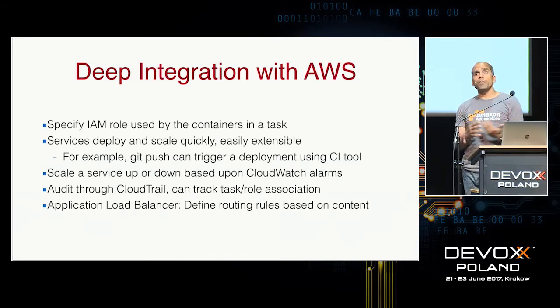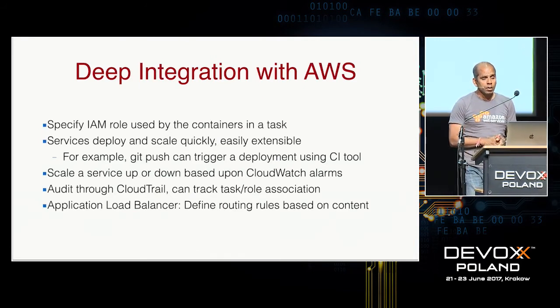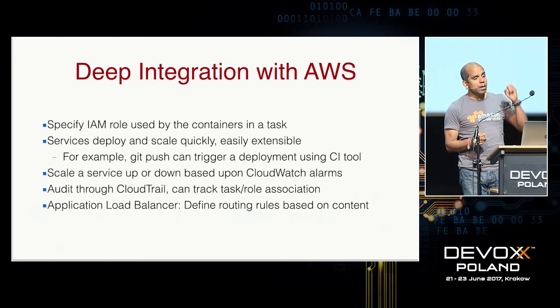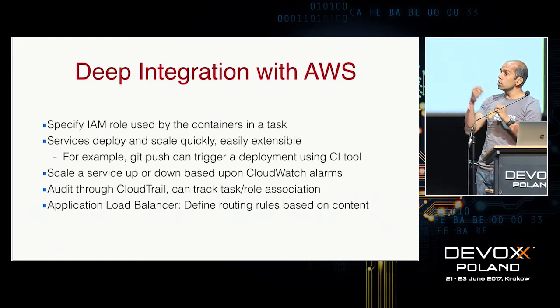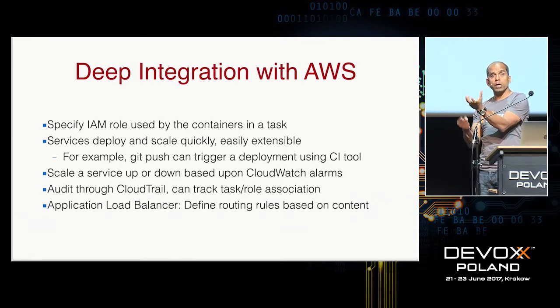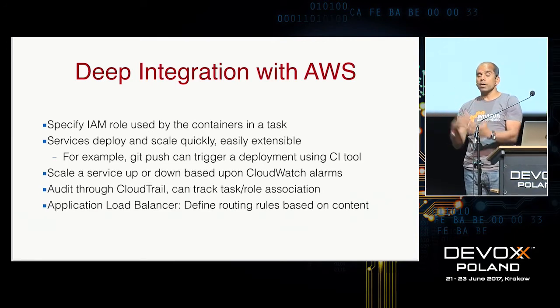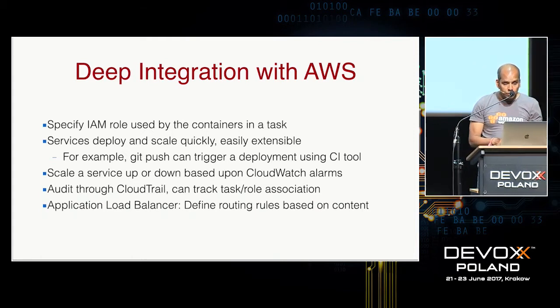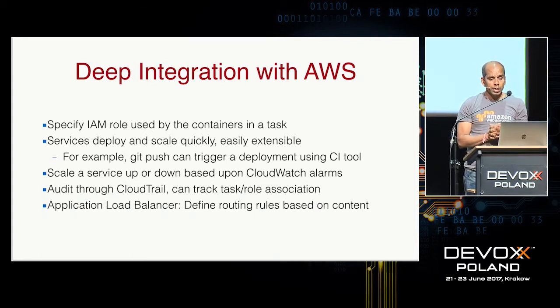So what is the deep integration with AWS essentially over here? Now here, I can specify an IAM role to be used by the containers in a task. So right away, you can start identifying that this service should be running in this particular IAM role, and that integration is possible.